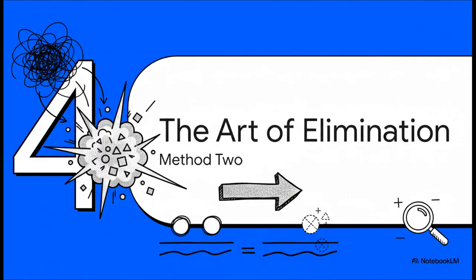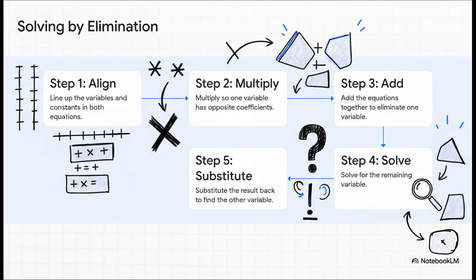But what if trying to get a variable by itself looks really messy? Well, don't worry, there's another equally awesome method called elimination. And yeah, just like the name says, it's all about making a variable completely disappear. So for this one, the first step is just to get organized. You stack the equations, lining up your x's, your y's, and your numbers.